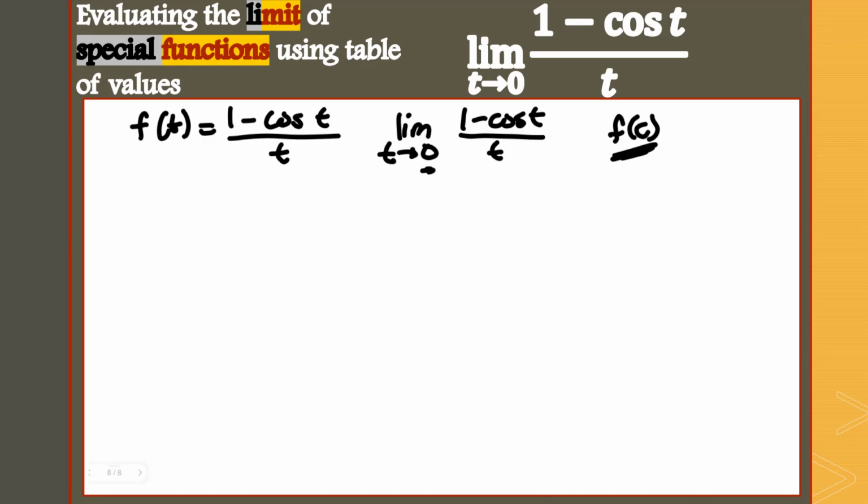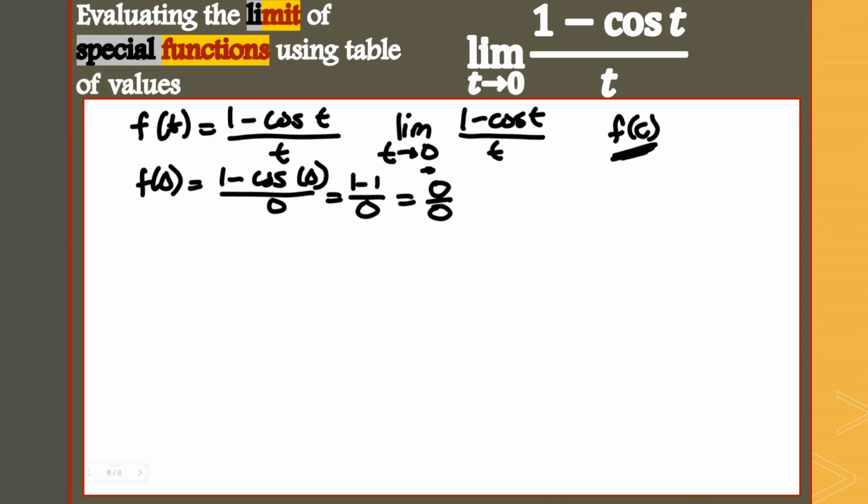We simply substitute c to solve for the limit of polynomial functions and other types of functions. But if you substitute 0 for t, we will have f of 0 equal to 1 minus cosine 0 over 0. Now, it would be even okay if our numerator is not 0 because you would have a limit that doesn't exist. But it is even more problematic because our numerator is 1 minus 1 over 0, which will give us 0 over 0, because cosine 0 is 1.